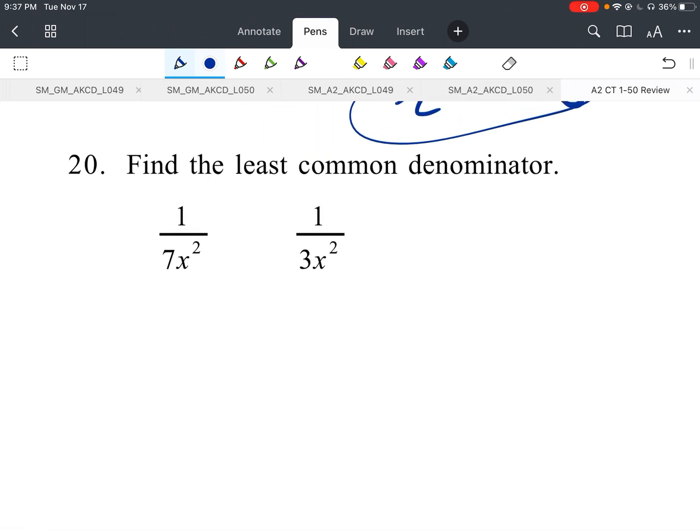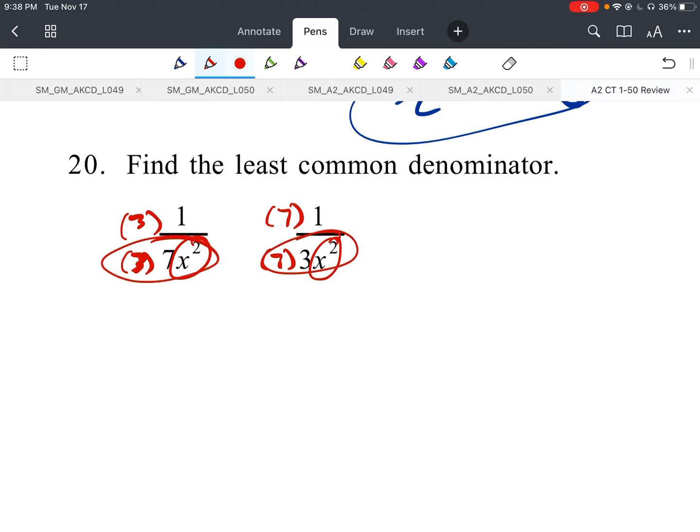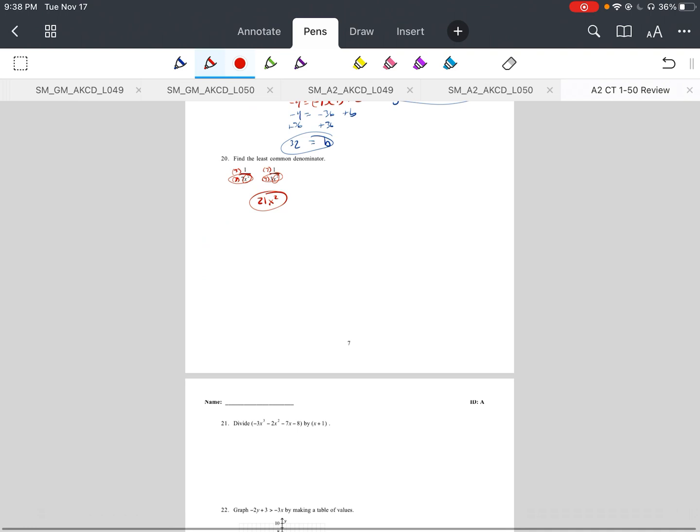Find the LCD, the least common denominator, realizing that these are already common, so that's cool. So I just need to, this one would need a 3. This one would need a 7. So the least common denominator is just these ones, you get them common. So this is going to be 21x squared. They just want the denominator there.